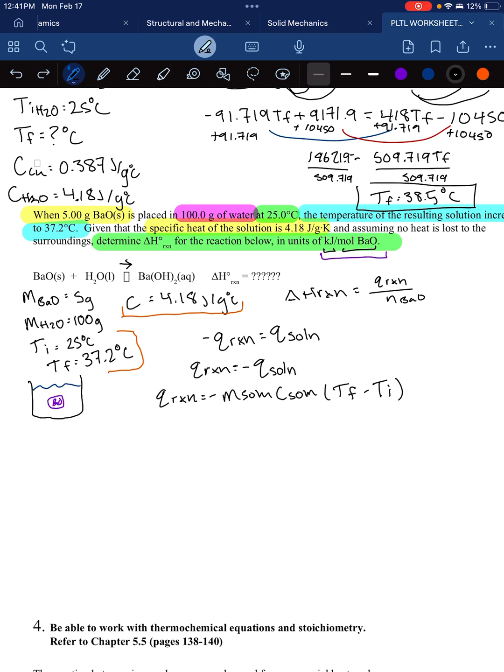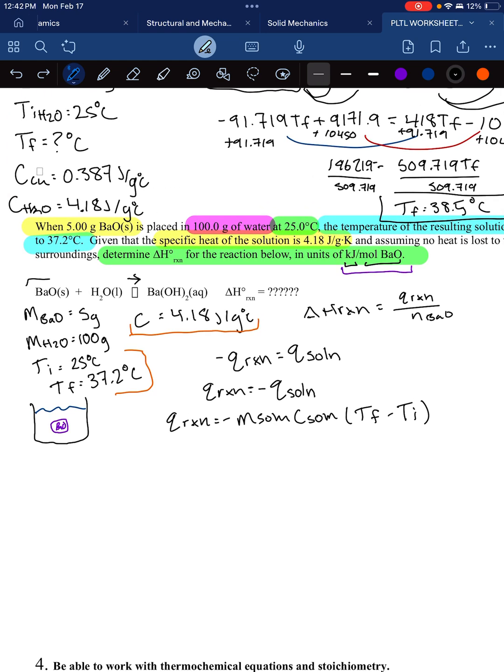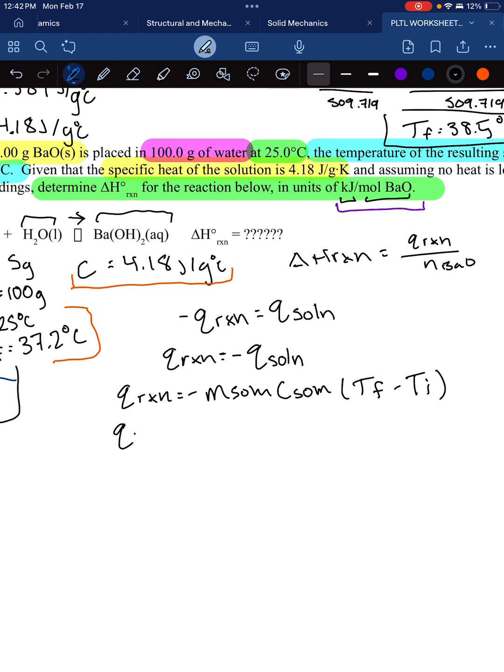However, the complicated, and it's really not too complicated, is the mass of the solution. So we're given the mass of the two things in the reaction. If you just add those together, we'll have the mass of the solution. So with 5 grams plus 100 grams, it's just going to be 105 grams is our mass of the solution. So negative 105 grams times 4.18.